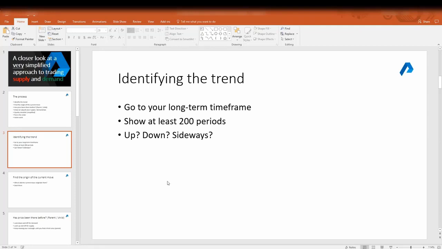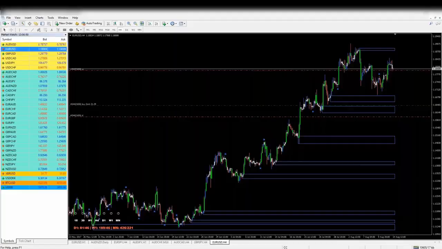I like to see quite a bit more because I want to know if price is pulling back to a certain area. Then you should be able to answer up, down, or sideways within 1 second. If you can't, then it's probably sideways. If you can't say it's up or down, then it's neither, and it's probably moving sideways. These are the ones that you potentially want to pass on.